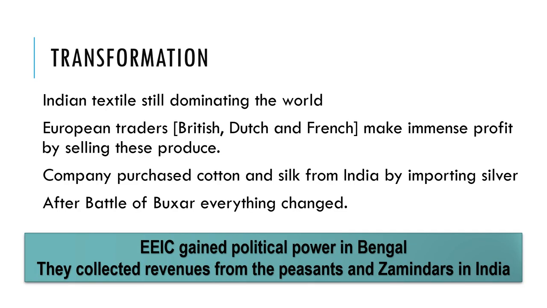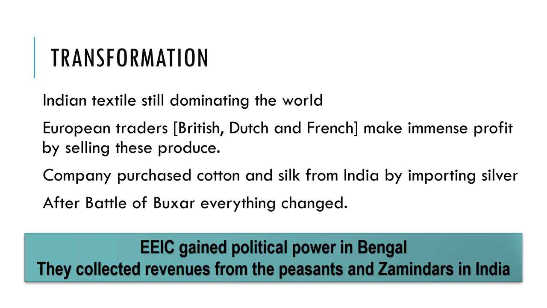Now, slowly the transformation started. Indian textile was still dominating the world. European traders, whether it's Dutch, British, or French, made immense profit by selling these produce. Company purchased cotton and silk from India by importing silver. As we all know, the scenario was also changing. Before the Battle of Buxar, Britishers or the European traders, mainly Britishers, had to import their silver from Britain to India for buying the textile clothes or spices.